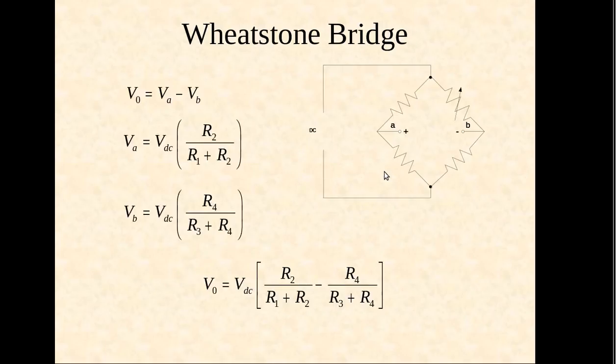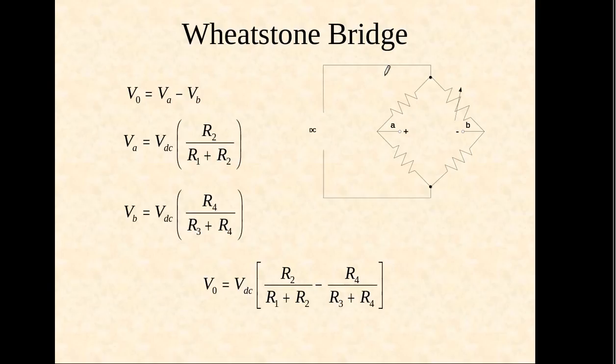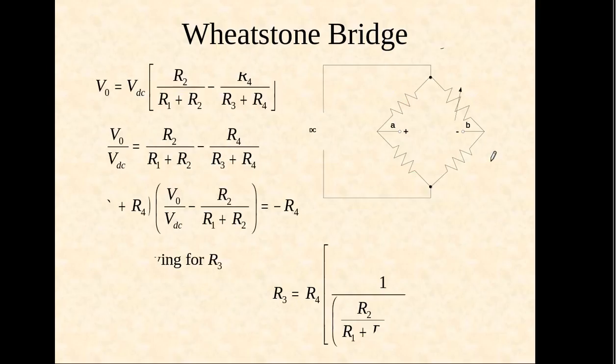Now here is the mathematical calculation. As we know, V output is equal to VA minus VB. VA is equal to VDC, the power supply that we are providing. We are using the voltage divider rule, so the voltage across R2 is VDC times R2 divided by R1 plus R2. This is the voltage divider rule. Let us provide the values. This is R1, R2, R3, and R4.